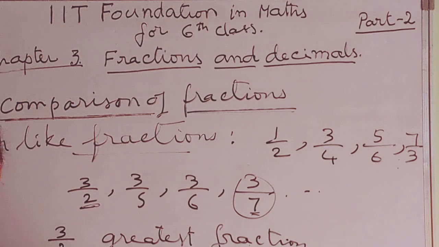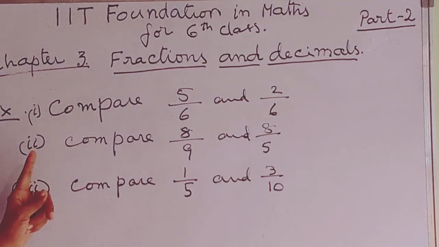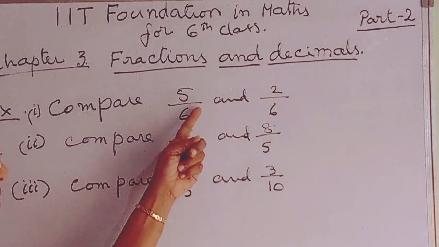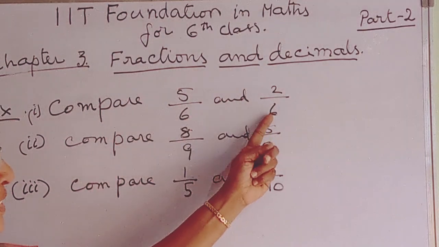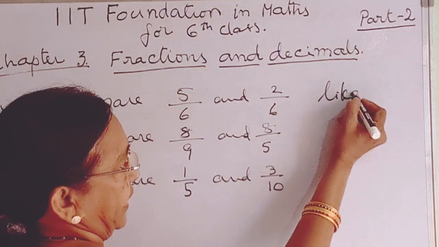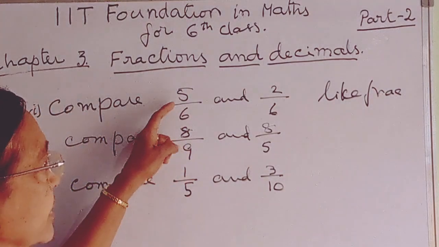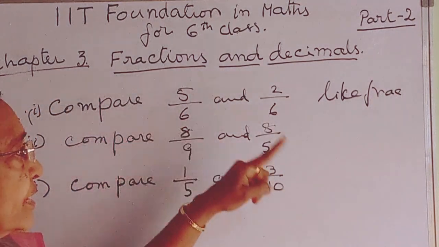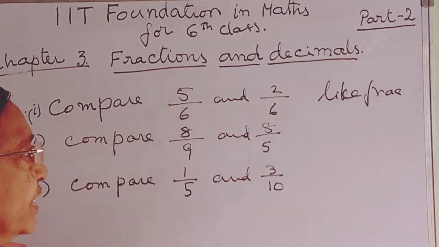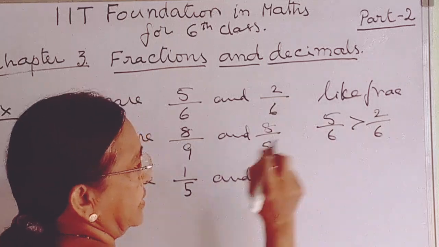Like fractions are the fractions whose denominators are the same. Take some examples. Number 1, compare 5 by 6 and 2 by 6. 5 by 6 and 2 by 6 have the same denominator. Therefore, they are like fractions. So, in like fractions, the fraction whose numerator is greater is greater. In these two numerators, 5 is greater. Therefore 5 by 6 is greater than 2 by 6.